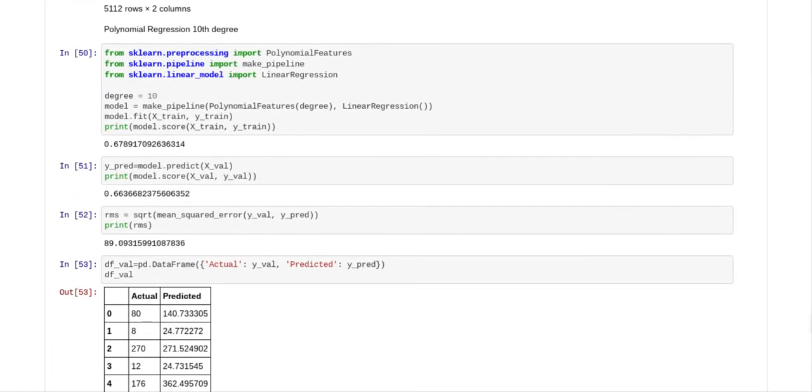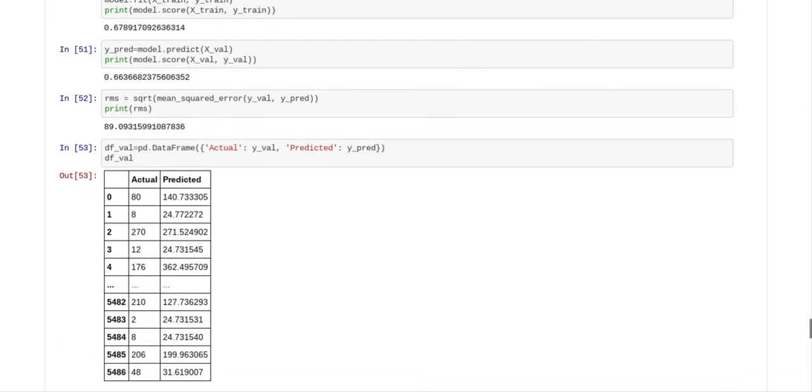The next thing we did was we put it on a polynomial regression to the 10th degree, and we had a 67.89% accuracy on X train, Y train when we fitted it. And we had a 66.37% accuracy on X val when we predicted on it. We had an R of 89, which definitely was higher than our previous random forest score.